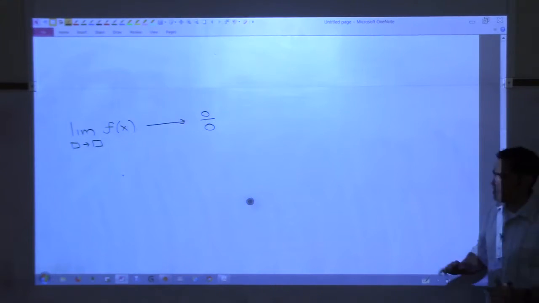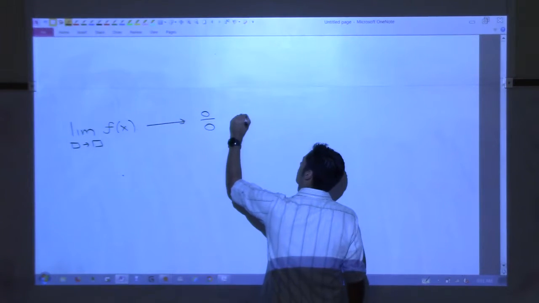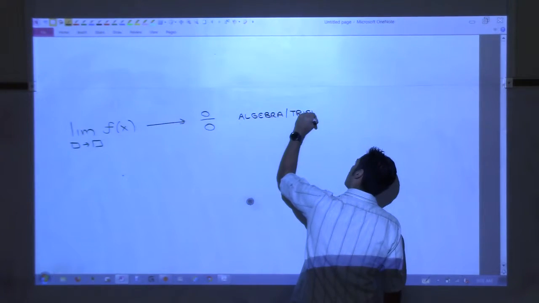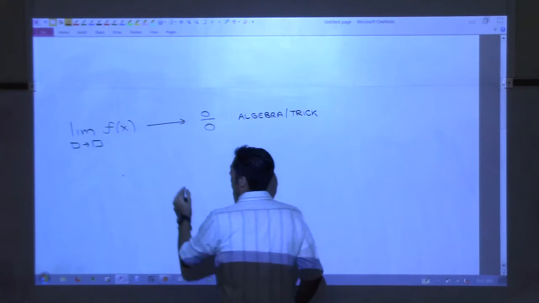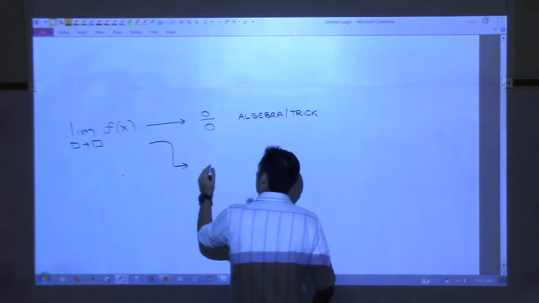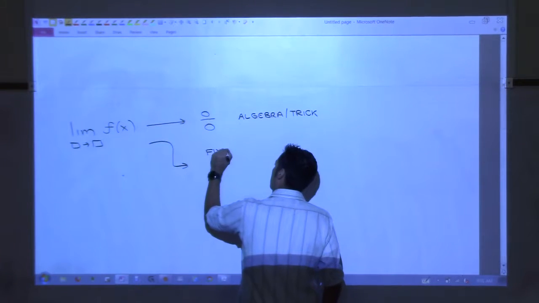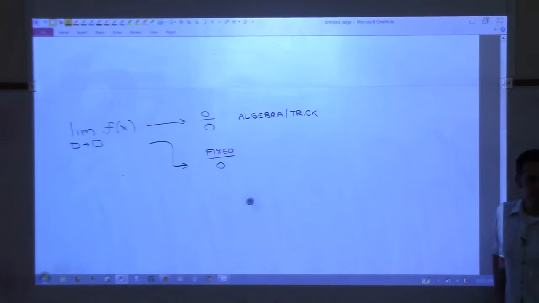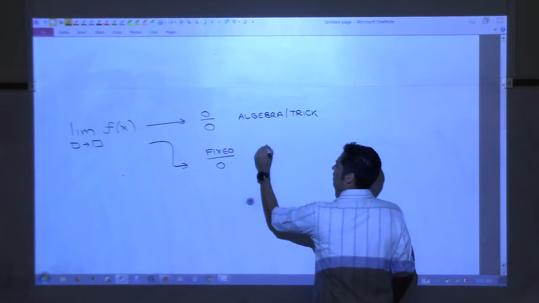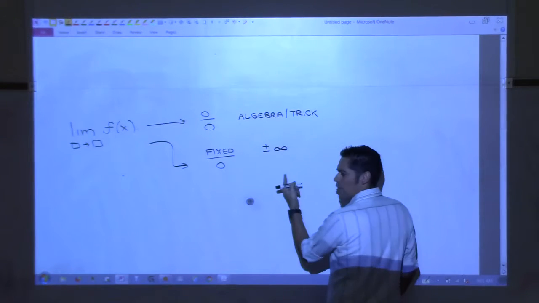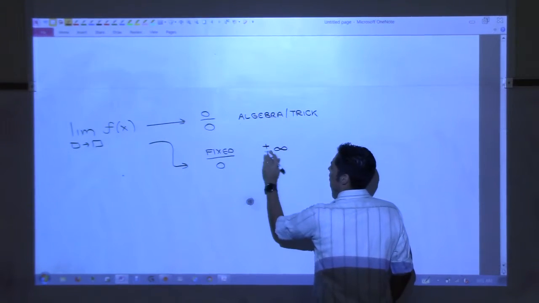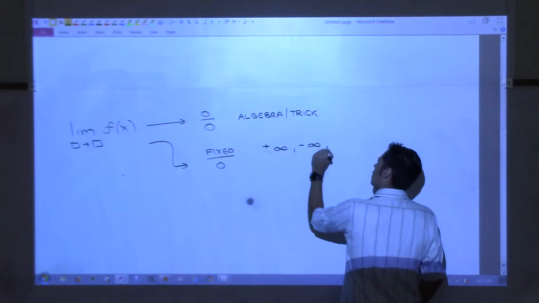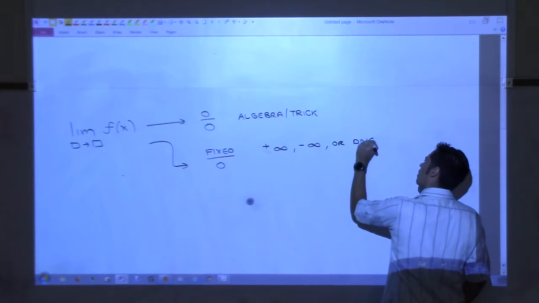We do have to do some algebra or some sort of trick, right? We also saw when you do a limit, sometimes we get some fixed number on top over 0. And in that case, what happens? It's either going to be positive infinity, negative infinity, one of those, I should say. Or negative infinity, or does not exist.